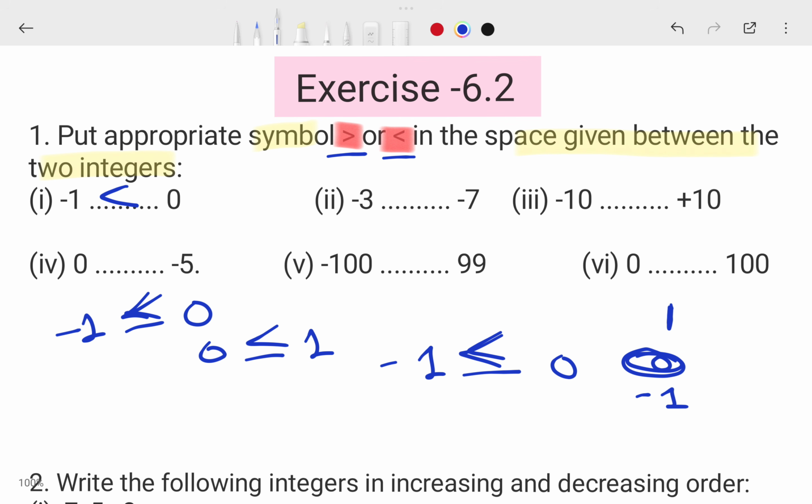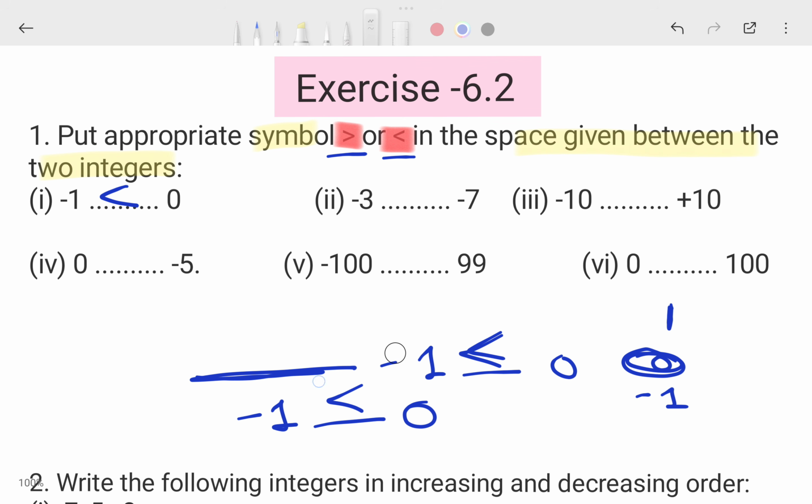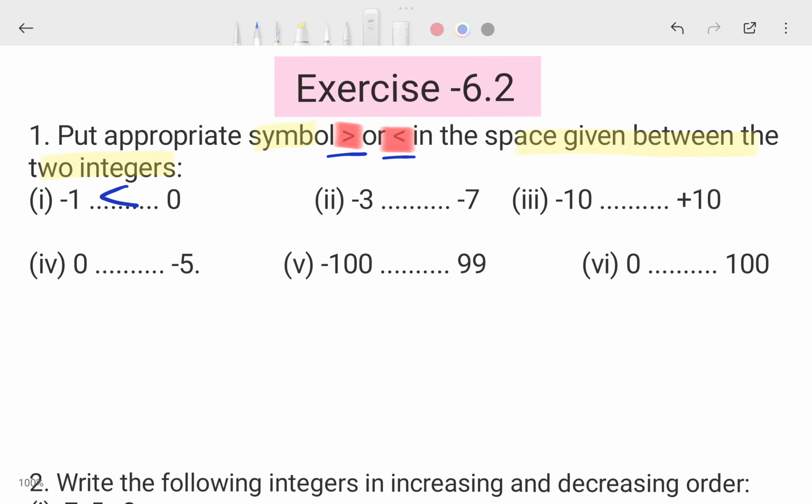Okay now? If it is given 0 or 1, then here 1 is greater. But if it is telling -1 or 0, then 0 is greater. Okay now? Right, so this is very easy, nothing hard in this one.